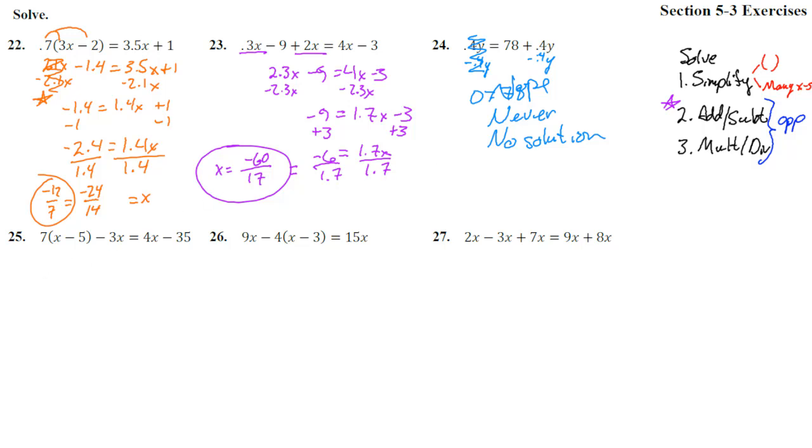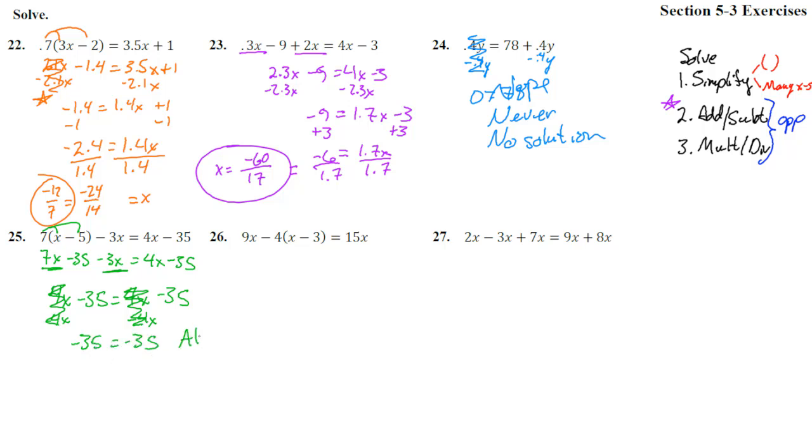Okay, number 25. Let me see. Do we have parentheses? Yes. So we jump that in, we get 7x minus 35 minus 3x equals 4x minus 35. Combine what we can on this side over here. 7x minus 3x is 4x minus 35 equals 4x minus 35. Seems like something strange is about to happen. Try to get the x's together. Subtract 4x from both sides in an attempt to get rid of that one, but notice that happens as well, and we get negative 35 equals negative 35.